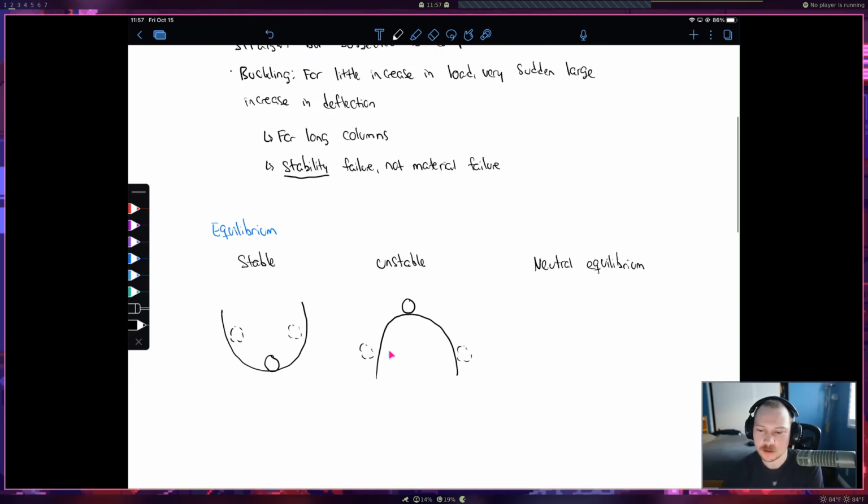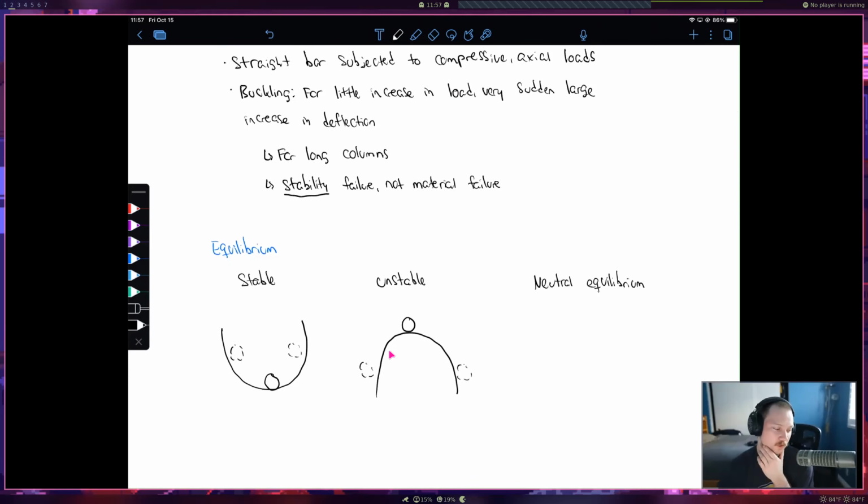So next thing is the neutral equilibrium. So for this, we're in between stable and unstable.